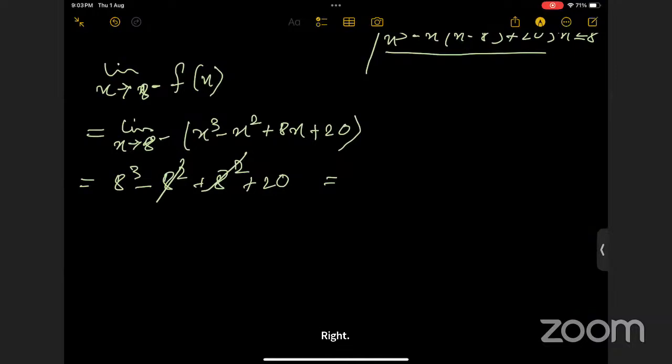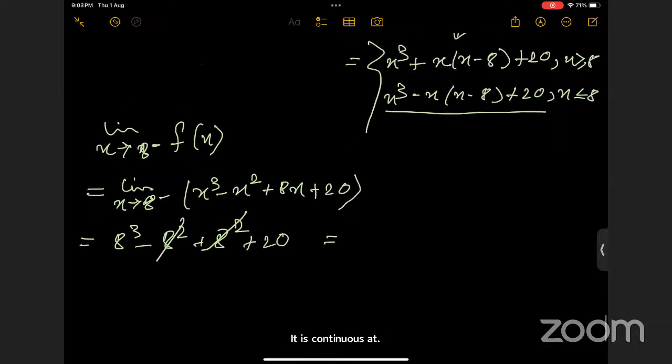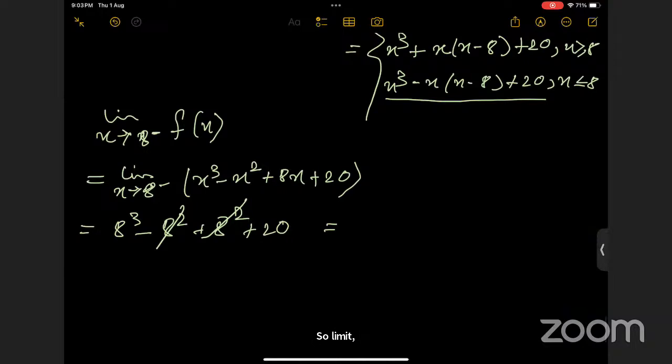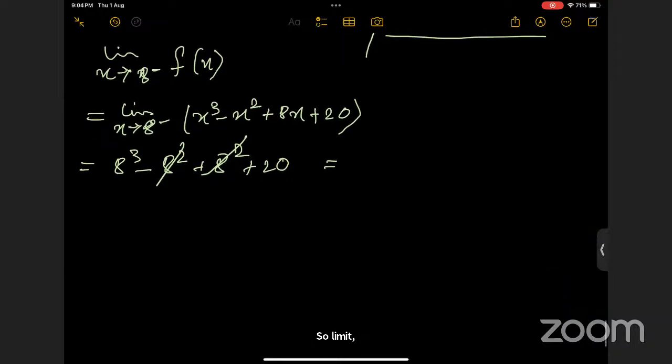Continuity is all right. No, we're checking for the limit. The limit will give you the continuity. It is continuous at 8. The slope changes, yes, obviously. That is why it is not differentiable. We are checking for the limit.